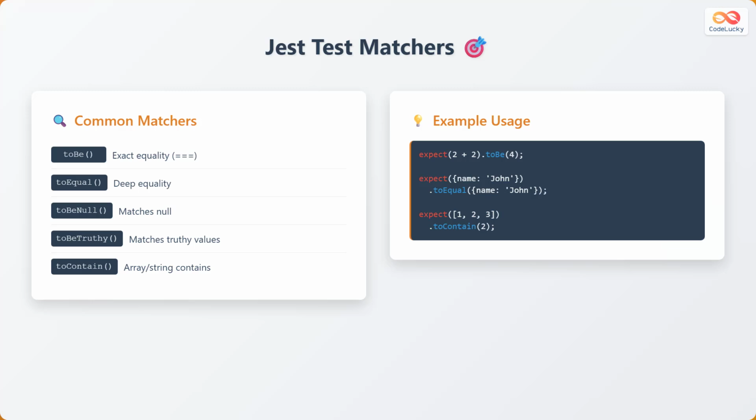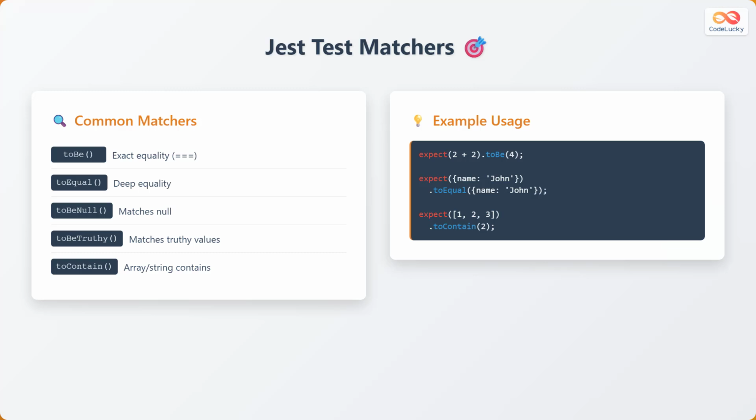Jest provides a comprehensive set of matchers for making assertions in your tests. The most commonly used matcher is toBe, which checks for exact equality using the triple equals operator. For deep equality comparisons of objects and arrays, use toEqual. When testing for null values specifically, use toBeNull. For checking if a value is truthy, such as true, non-zero numbers, or non-empty strings, use toBeTruthy. The toContain matcher is useful for checking if an array includes a specific element or if a string contains a substring. Here are some examples.